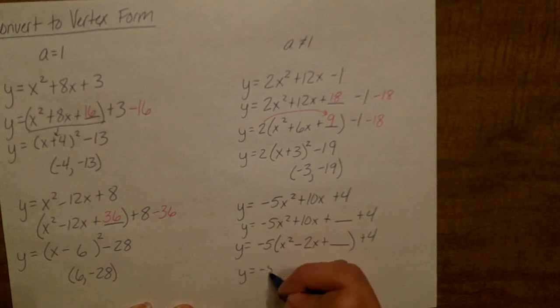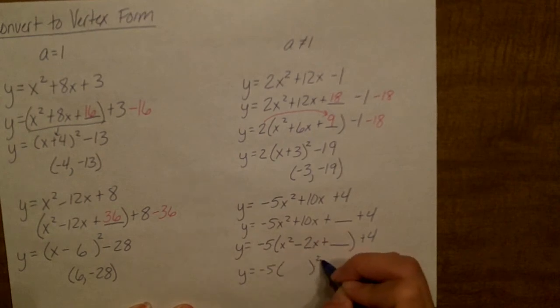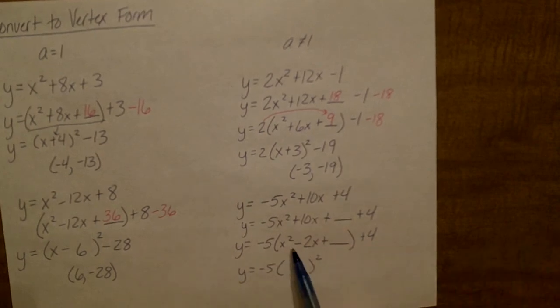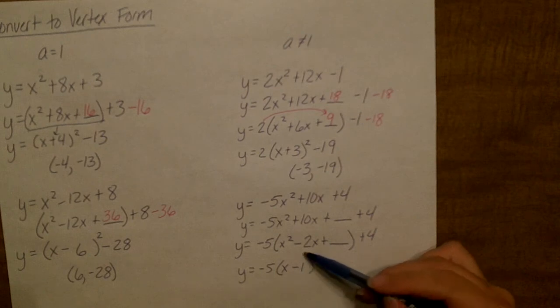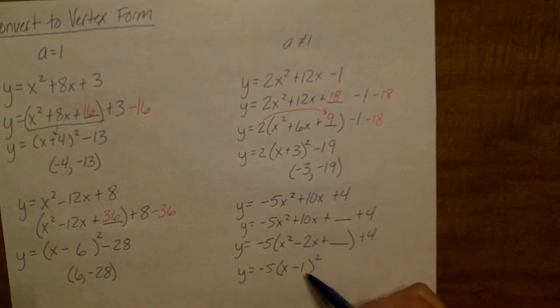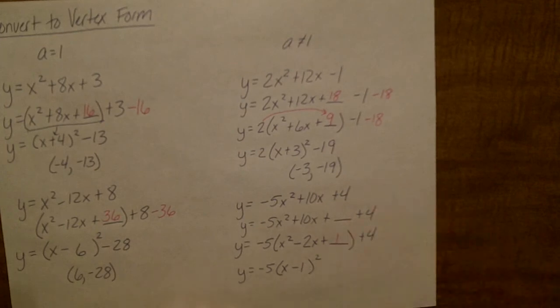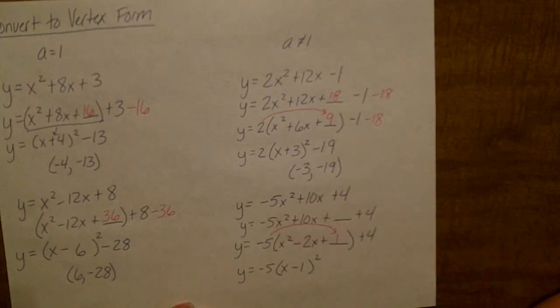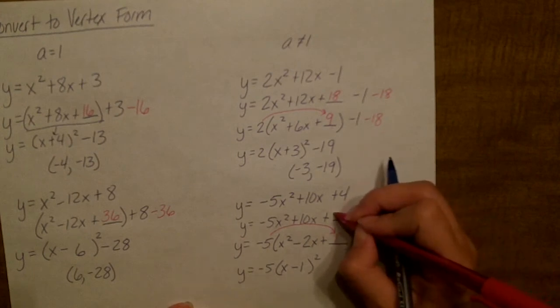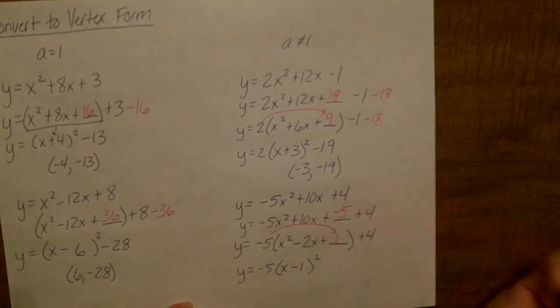So I can bring down the negative 5. My squared term, if this is a minus 2x, I know this has to be a minus 1, so that when I double the minus 1, I get a minus 2. Negative 1 times negative 1 gives me a positive 1. So that's what I want in the blank. But remember, it's not just a plain 1. It's a negative 5 times 1. This is really a negative 5.